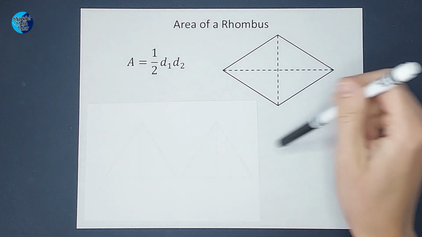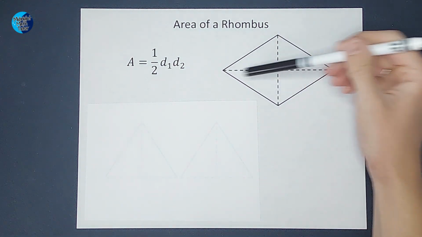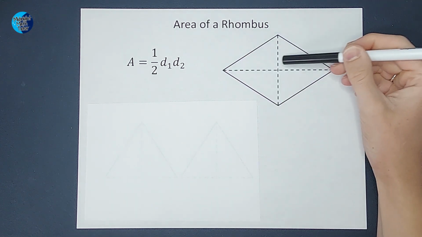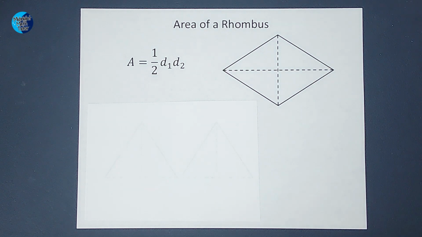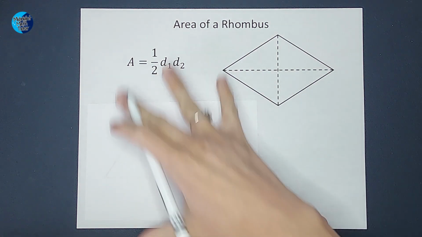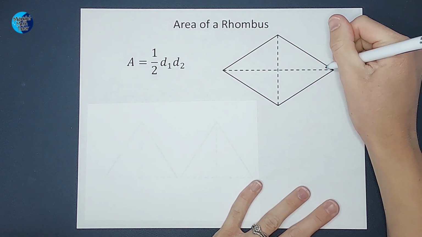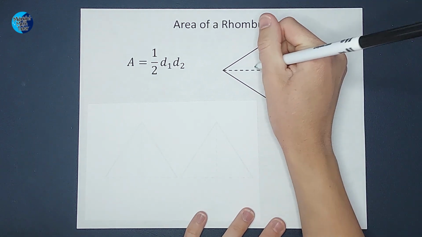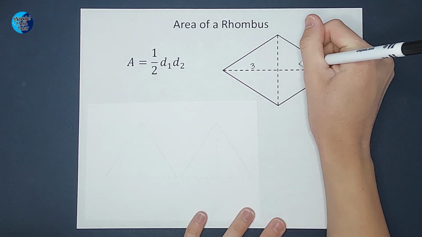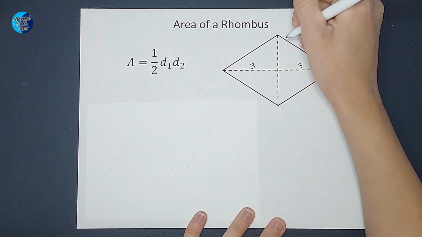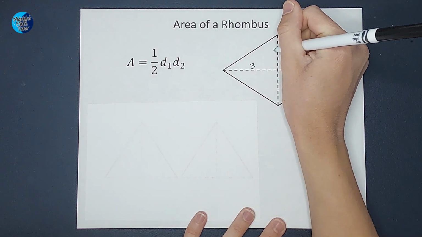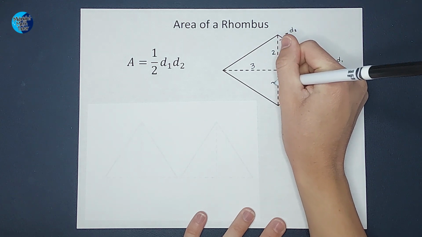All right, here is our rhombus. These diagonals are what we call perpendicular bisectors, meaning they cut each other in half and they also form a right angle. So for the purposes of explaining this, we are going to give this some dimensions. So this is what we're going to call our first diagonal. And we are going to say this length is 3 and 3. We're going to call this one our second diagonal and say the length is 2 and 2.